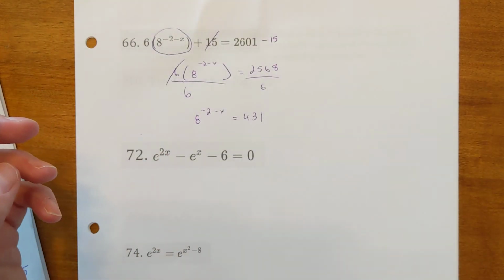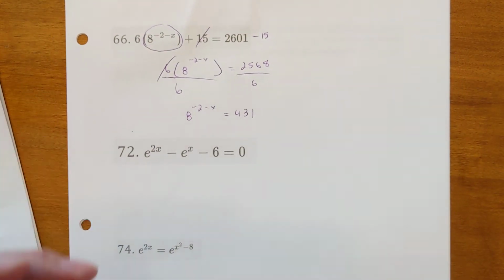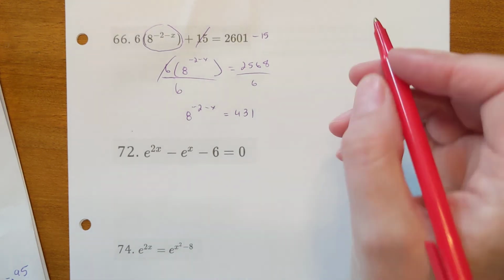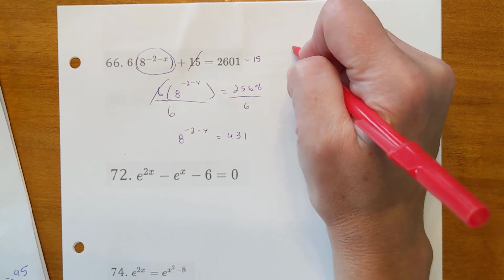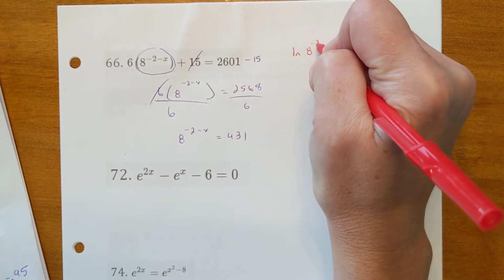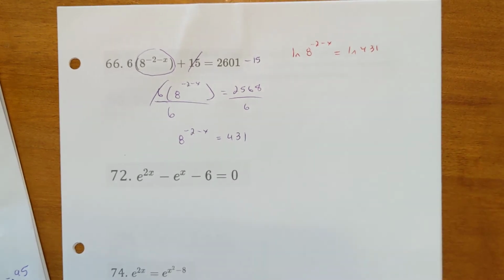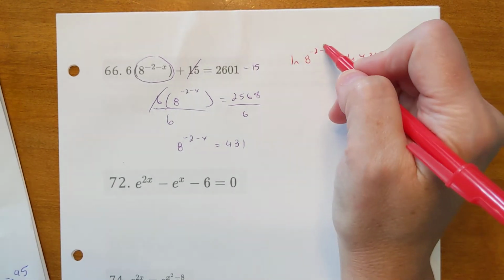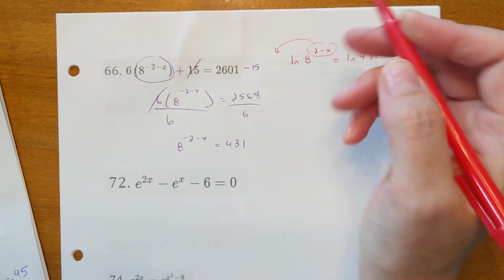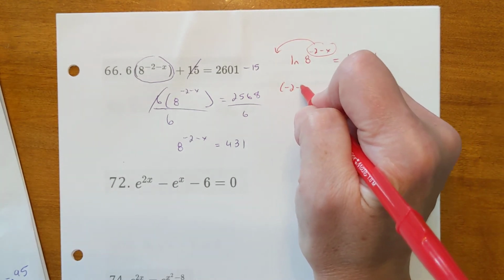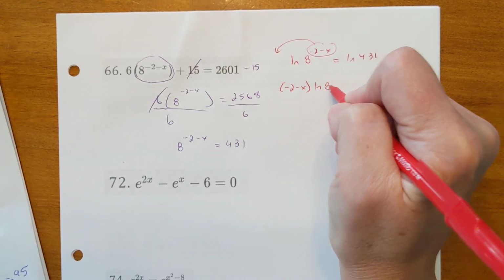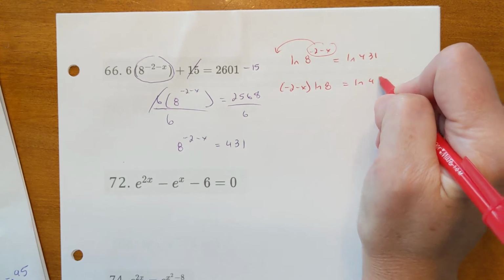On this one, you could do natural log or log. So like I said, why not just keep it consistent and easy? Just take the natural log of both sides. So we're going to do the natural log of 8 to the negative 2 minus x equals the natural log of 431. And again, we're going to pull that power to the front then. So that would make negative 2 minus x, natural log of 8, equals the natural log of 431.